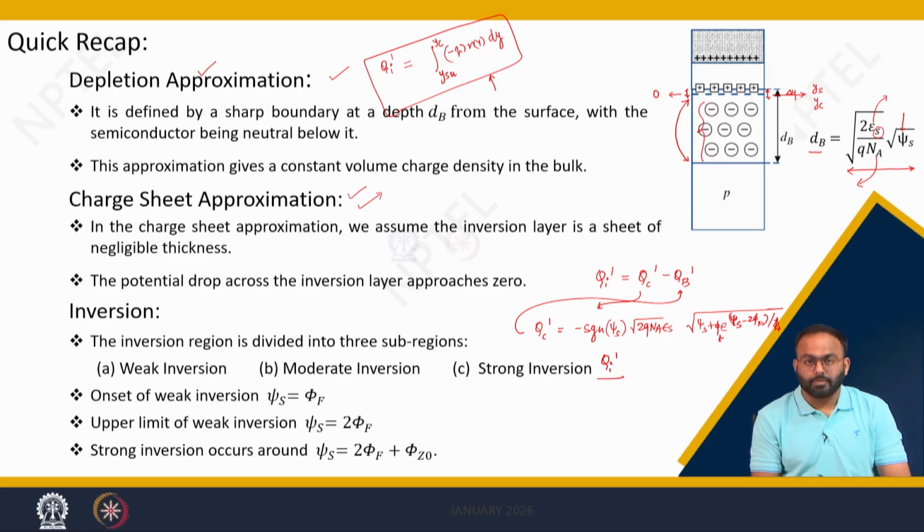Based on that analysis, we said that the inversion can be classified into 3 parts: weak inversion, moderate inversion and strong inversion. The onset of weak inversion was at psi s equals phi f. The upper limit of weak inversion was defined by psi s equals 2 phi f, and strong inversion will occur beyond that value.